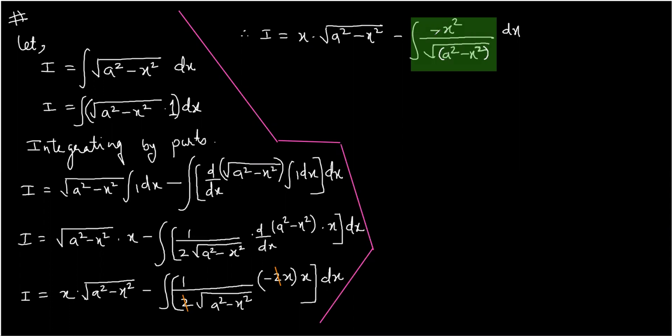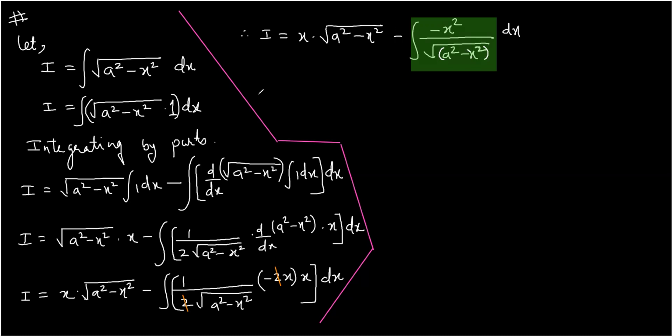Some students might get tempted to combine this negative sign with this negative sign and make it a positive sign. But please don't do that. You don't have to do it. Why? Because this negative x square is good for us, because in the denominator also you have negative of x square. So what do I do here?